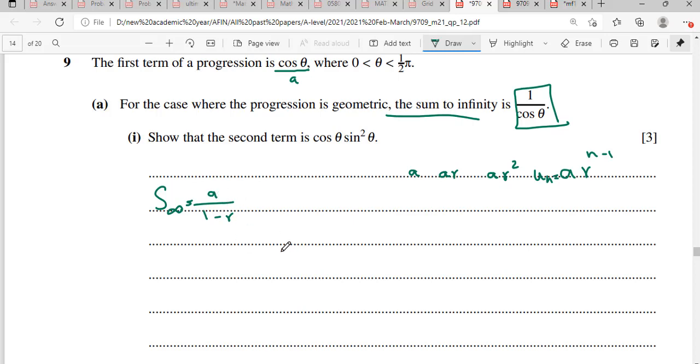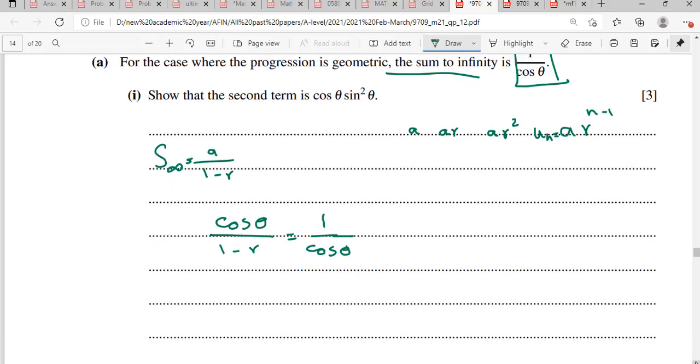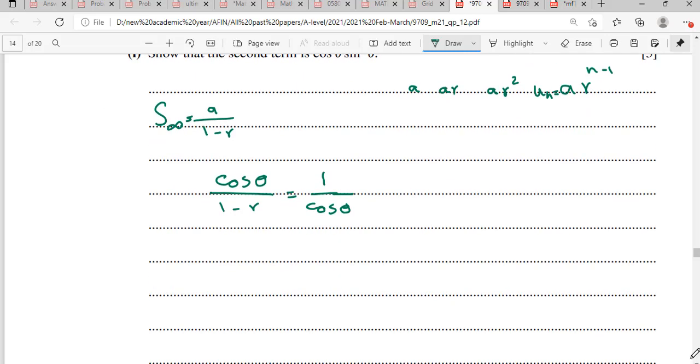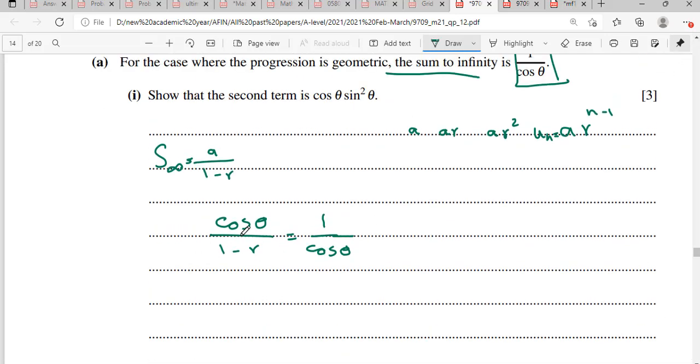Then A is cosine theta, so cosine theta over 1 minus R equals 1 over cosine theta. Why? This is the sum to infinity which is given, and this is the sum to infinity according to the rule. They are equal because they are both the sum to infinity. Then we solve this. The only unknown thing we have is R. We want to write R in terms of cosine.